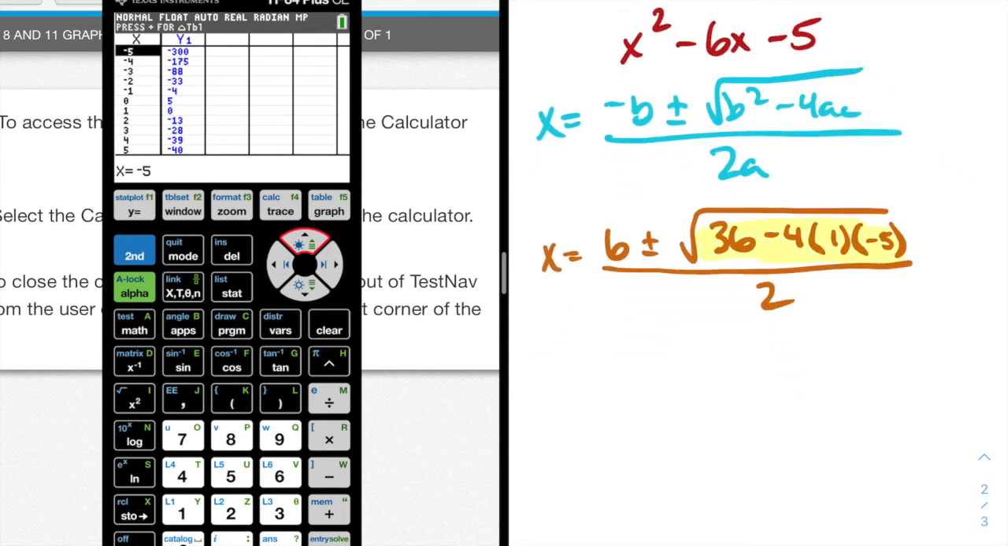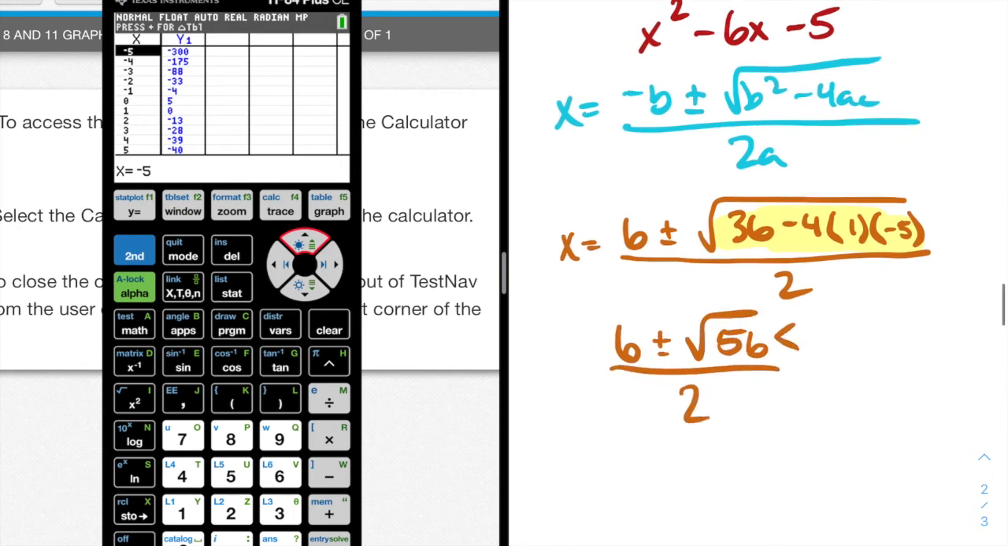So when you do your discriminant, which is what you're supposed to do first, you end up with... I should say, not 9. It's not 9, it's 56. So you end up with 6 plus or minus the square root of 56 over 2.